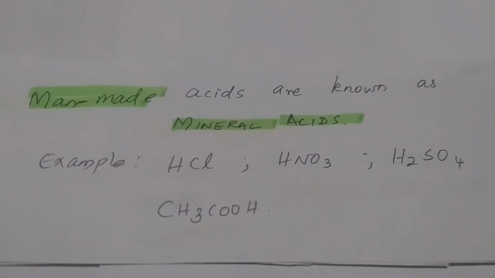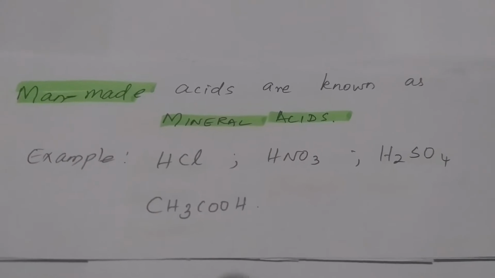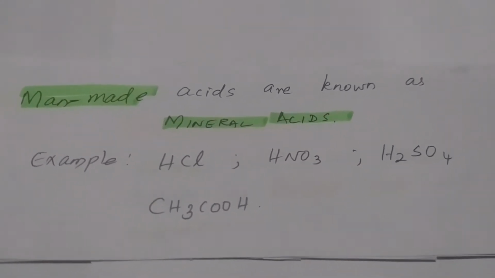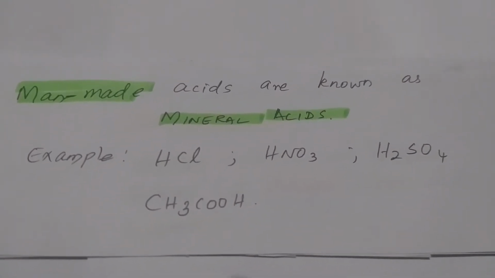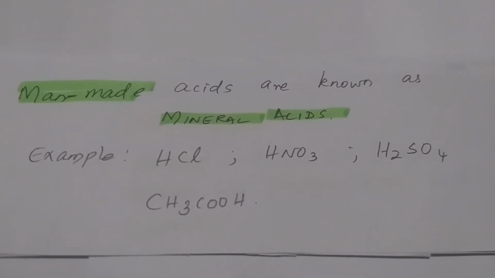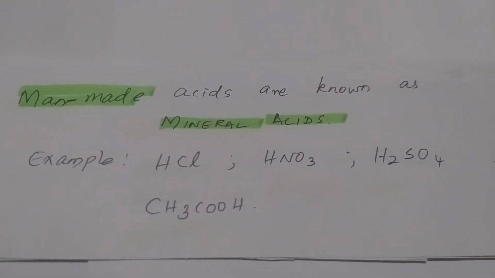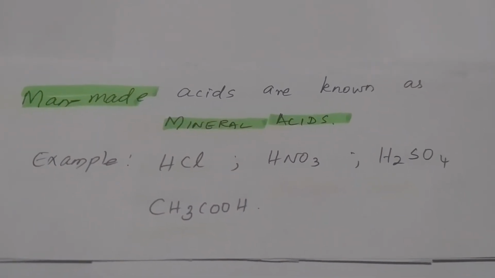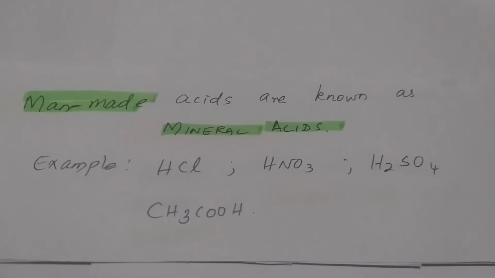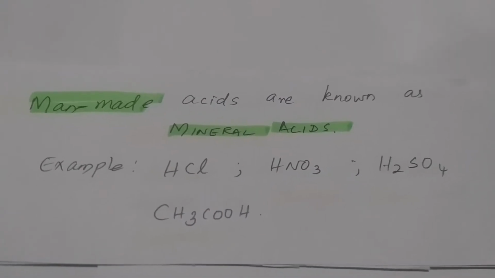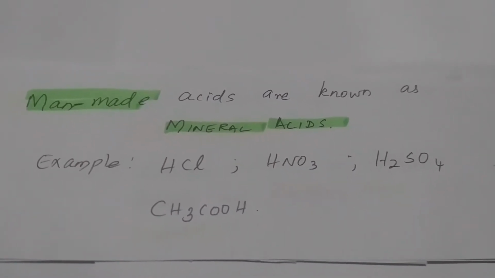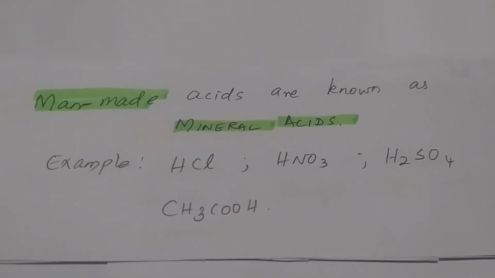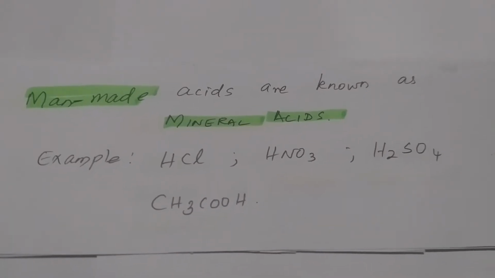I have told you many times in class to memorize the names of these acids with their formulae. So I repeat: HCl, hydrochloric acid; HNO3, nitric acid; H2SO4, sulfuric acid; and CH3COOH is ethanoic acid. That's vinegar, chuka, that you use as a food preservative. The formula for chuka is CH3COOH.